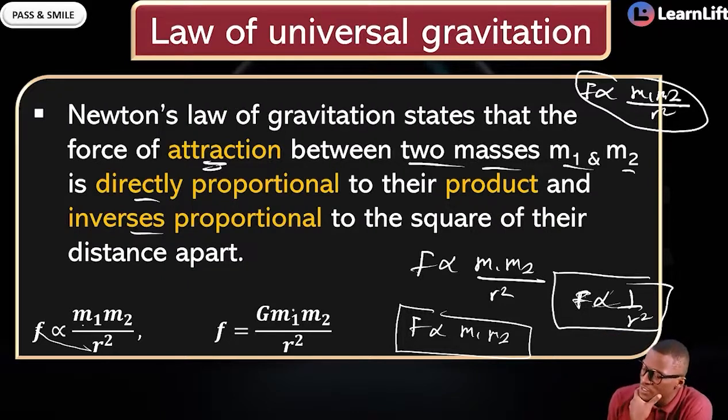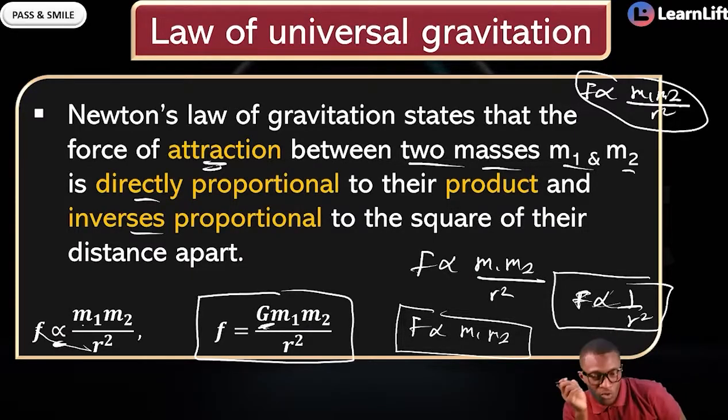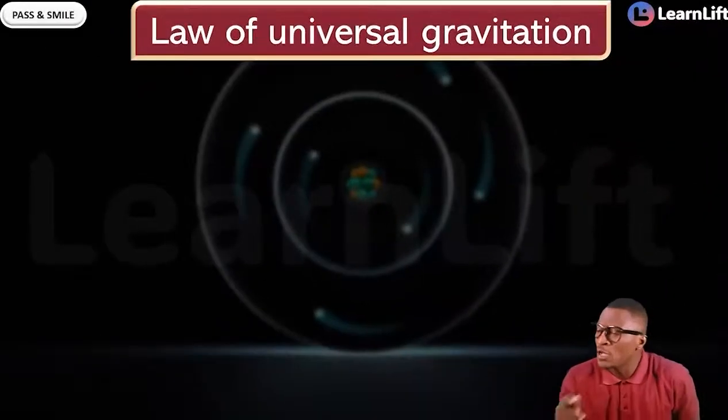Everybody, what's the formula? F is equal to G M1 M2 over R squared. Now, this G, since we're introducing proportionality here, we'll now introduce a constant. This constant is G. That's the gravitational constant. Do you understand that? Now, look at it, everybody.